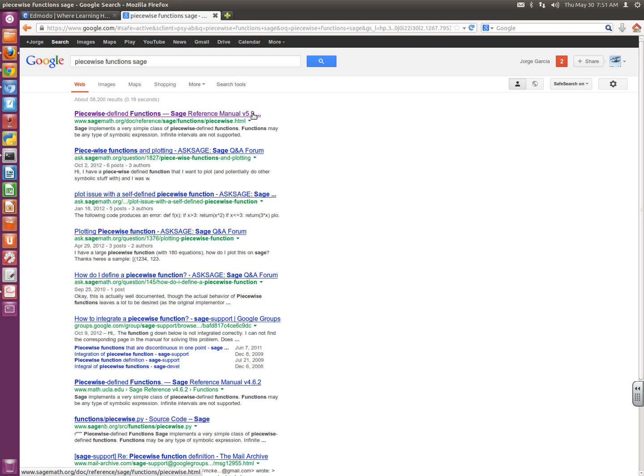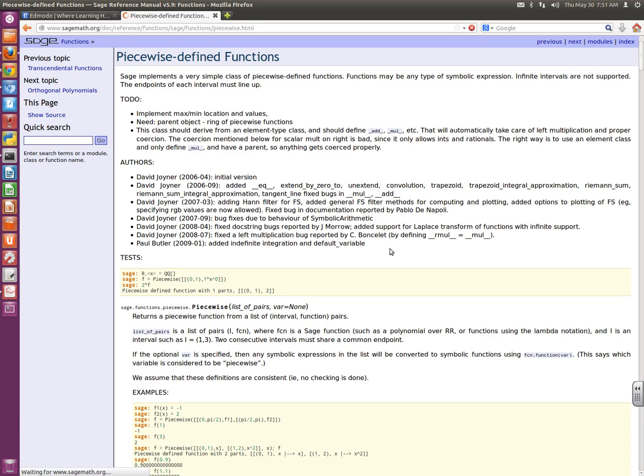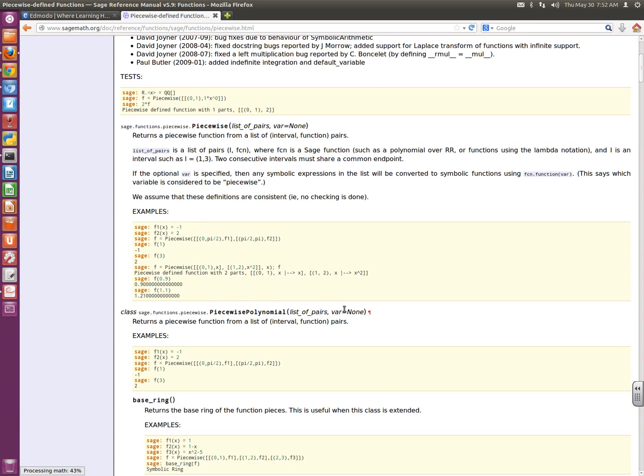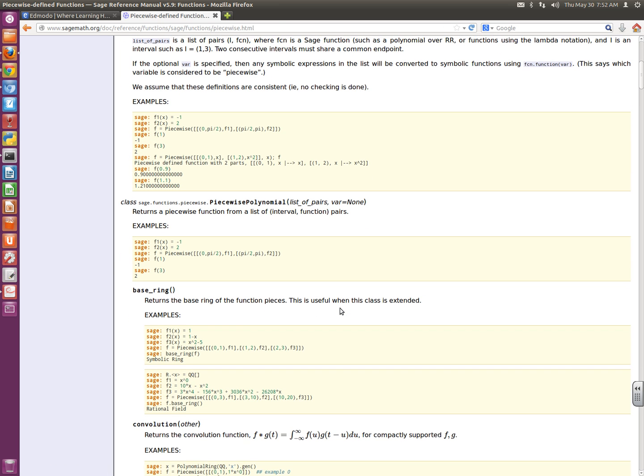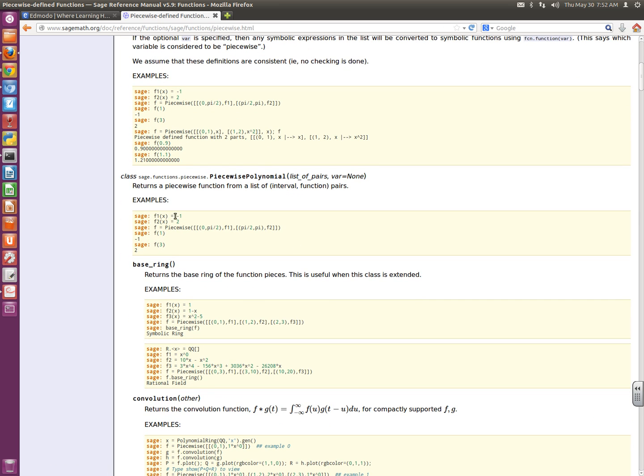Okay, reference manual version 5.9. It should be there, right? I forget the syntax, so it's something like, oh, here you go. So you said like F1 effects. Right, so you define F1 as whatever it is, F2 whatever it is, and then F is piecewise of a combination. Now, what the heck is this?